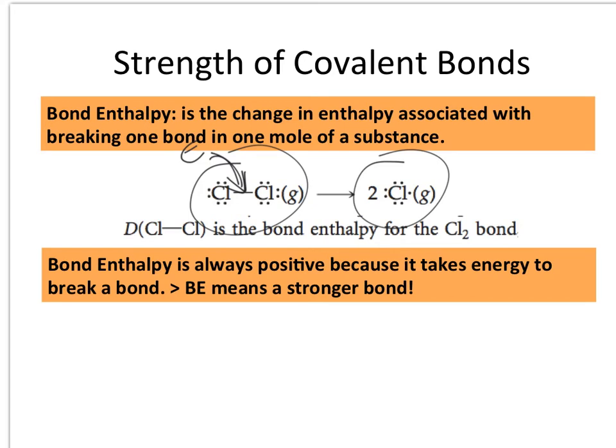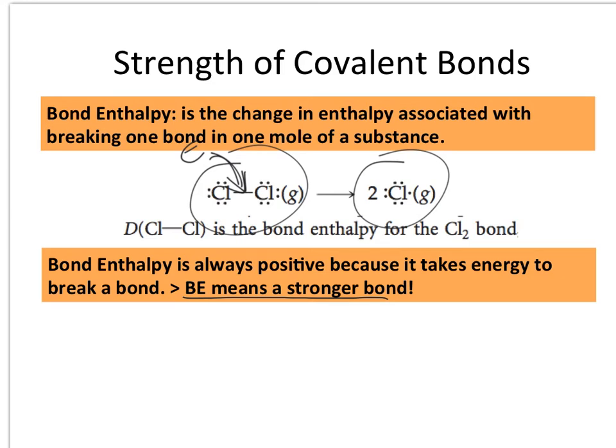So with respect to bond enthalpy, the higher your bond enthalpy, the stronger your bond. The more energy you have to add to a substance in order to get bonds to break, the stronger the bonds are. You have better overlap, and we'll talk about those details in a little while.